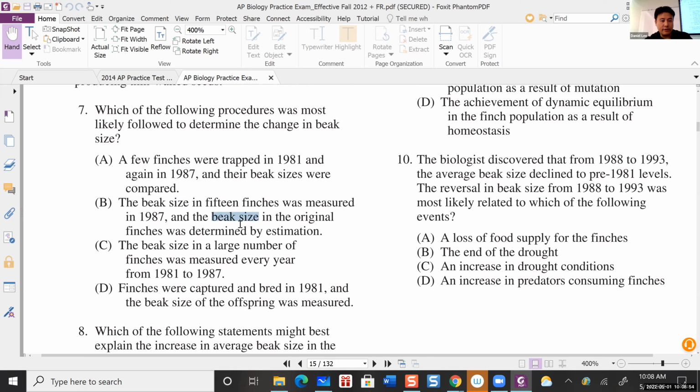The beak size in the original finches was determined by estimation. C: the beak size in a large number of finches was measured every year from 1981 to 1987. I think we found the best answer here. You do want to measure the sizes, but you don't want to measure just two years, 81 and 87, and you don't want to use only a few. You don't want to estimate either. Why estimate when you can catch them and get more reliable data? So C is the answer. They give you a whole bunch of choices and you have to read them. If you suspect A is the answer because it looks pretty good, keep going, because maybe you'll find a better one.